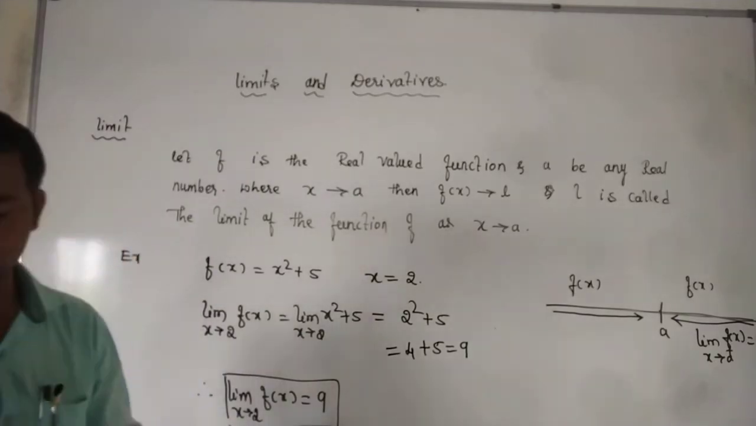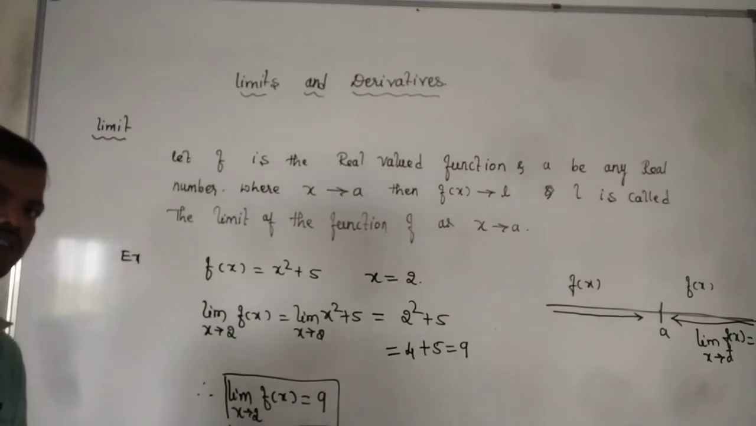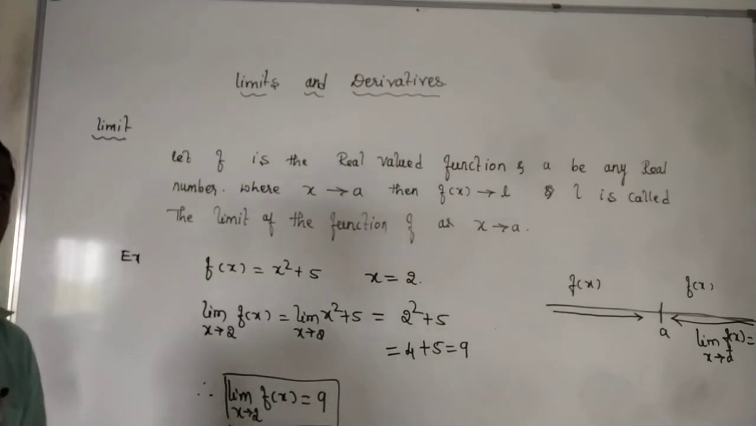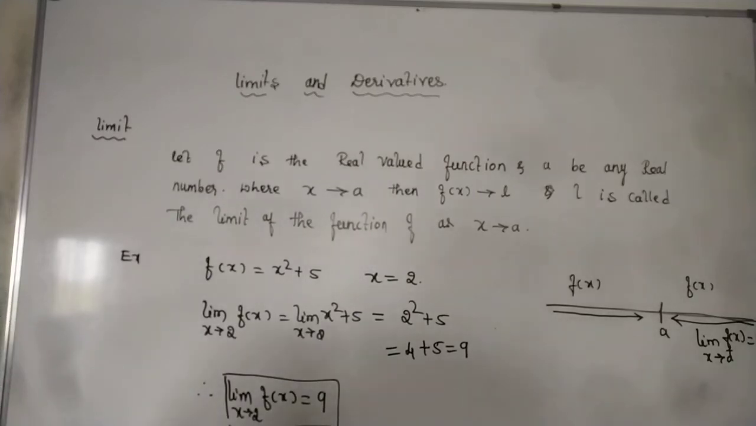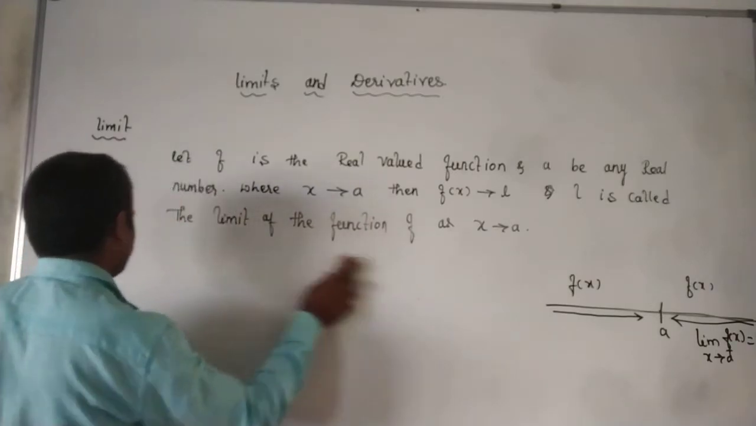So next we move to the algebra of limits. That means limit of the sum of two functions, limit of the difference of two functions, limit of the product of two functions, limit of the quotient of two functions. So we have to discuss. So let me take the limit of two functions.